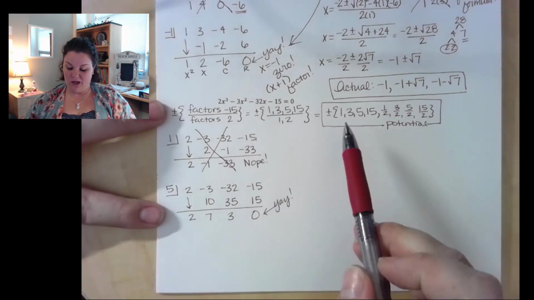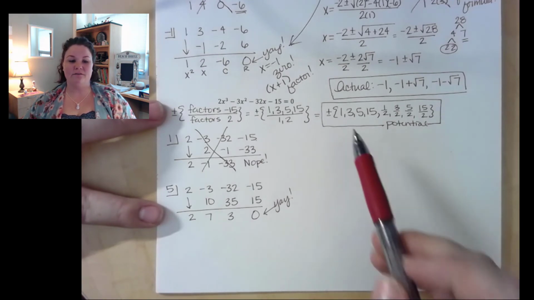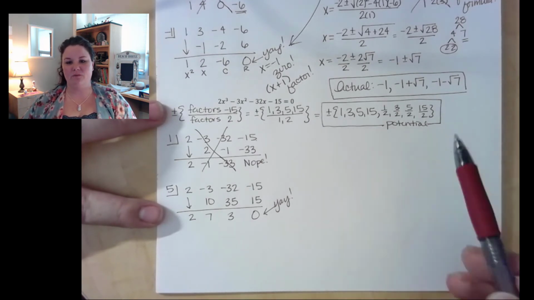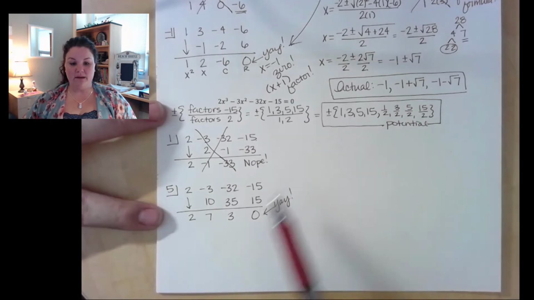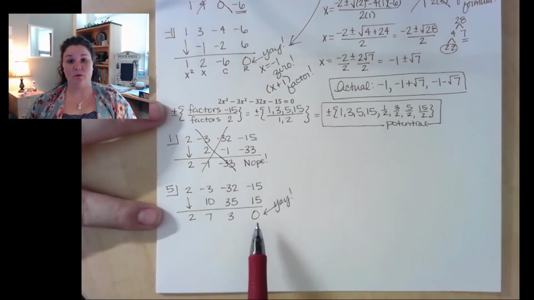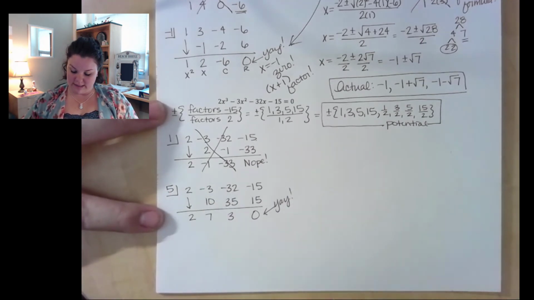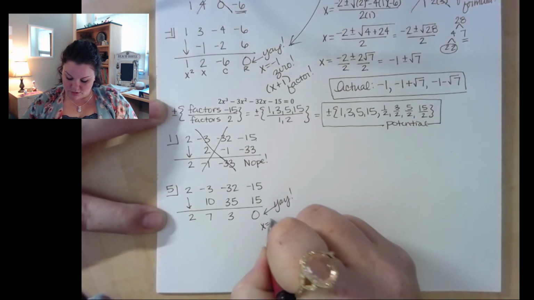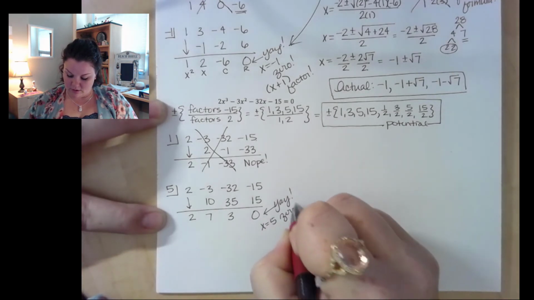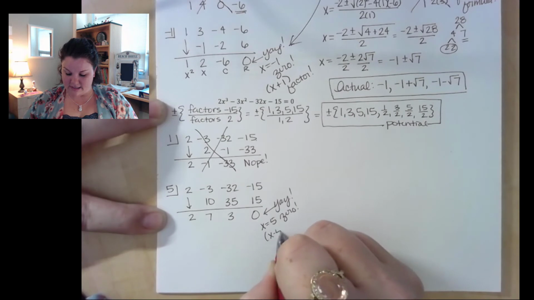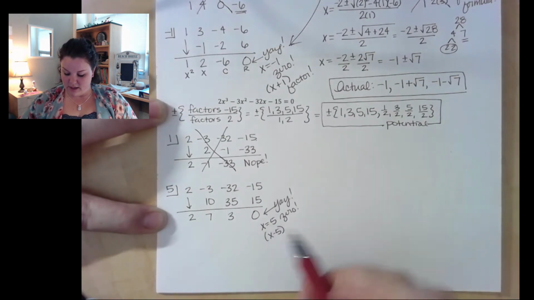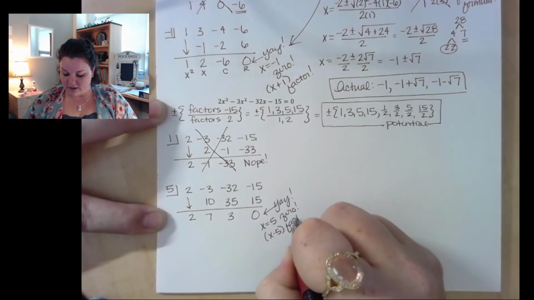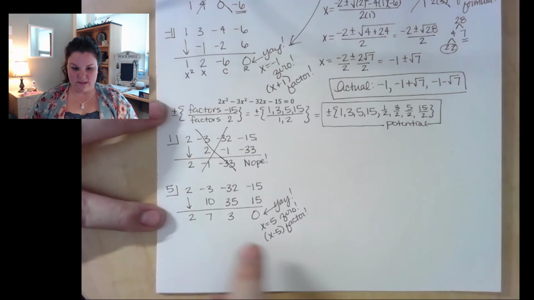All right, so there's no rhyme or reason. You may have plugged in 1, -1, 3, -3, 5, -5, 15, 1/2, whatever. You just keep plugging in until you find one that gives you a 0 remainder. So what this tells me is that x equals 5 is a 0, and that x minus 5, when I move that 5 back over, gives me a factor. And then I'm going to write what's left over here.